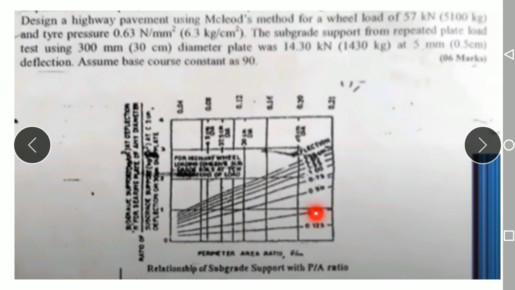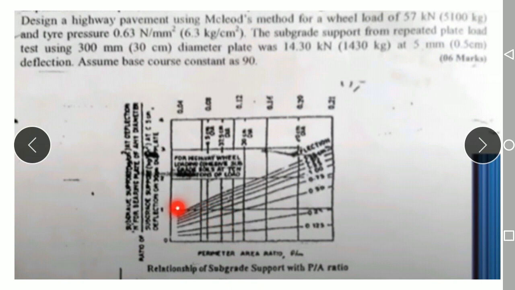So how to refer this graph, I have explained in the previous problem itself. If it is not clear, just consider this 0.5 deflection curve. Clear? And we are having 0.124 as the perimeter to area ratio. This is what 0.124 is, somewhere here. The corresponding 0.5 meter deflection curve is here.